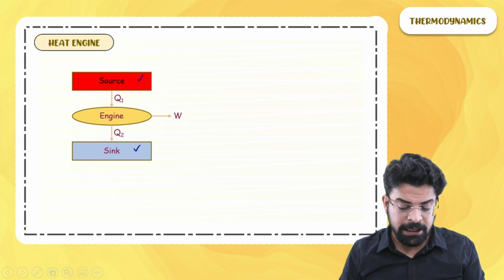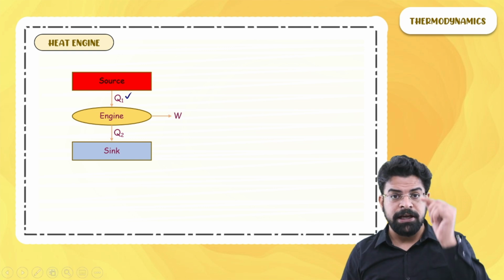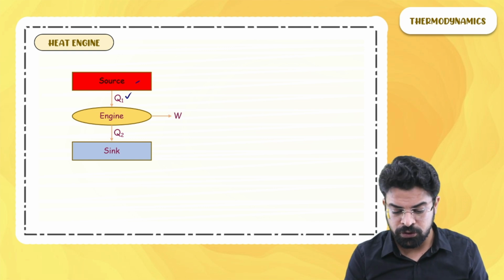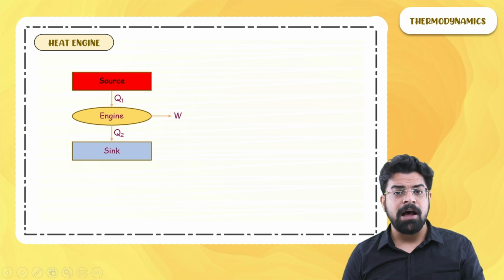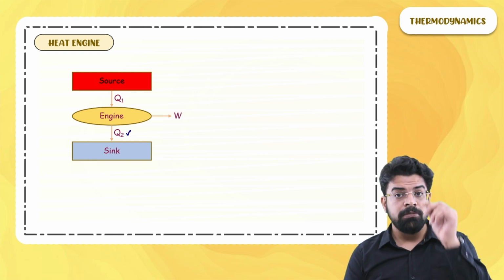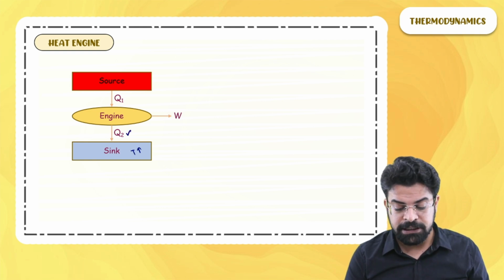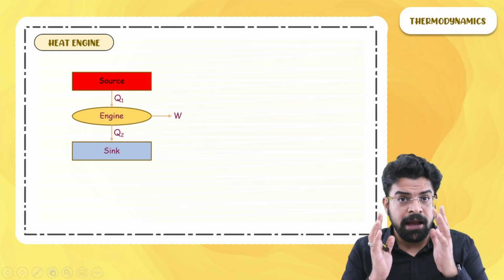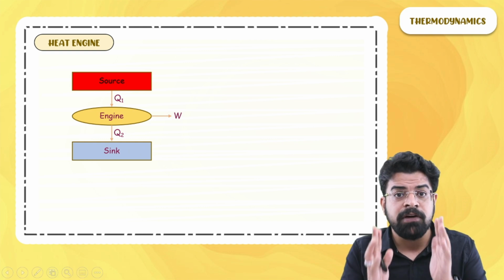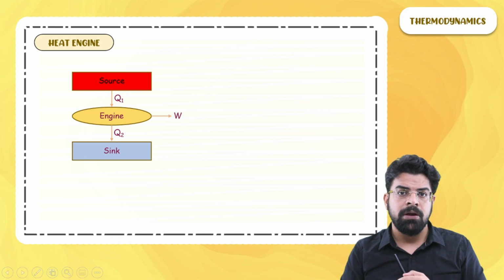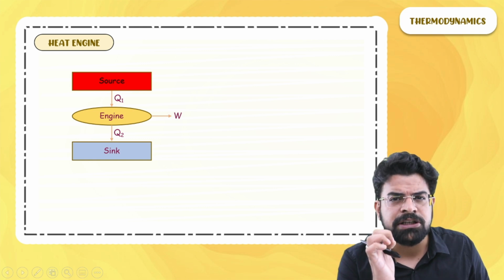This means that even after providing some heat to the engine, the temperature of the source does not decrease, and even after accepting some heat from the heat engine, the temperature of the sink does not increase. So the source and the sink have infinitely large heat capacity. Now, what will be the efficiency of the engine?